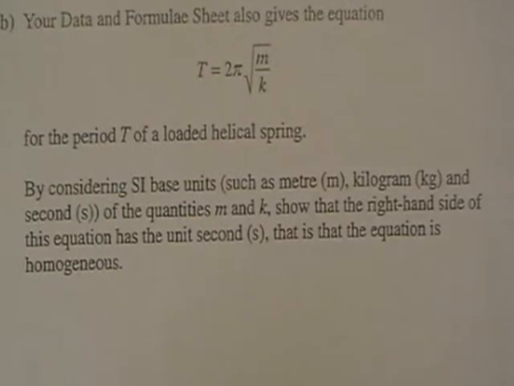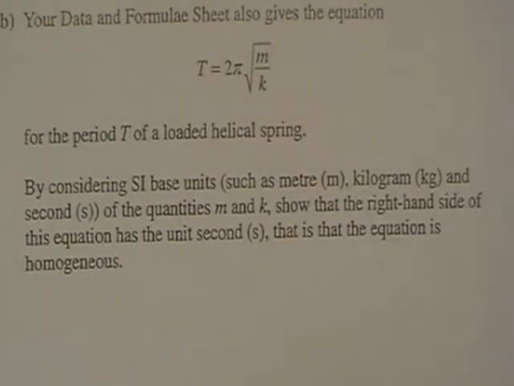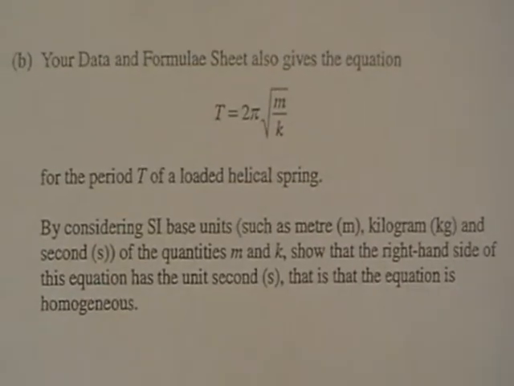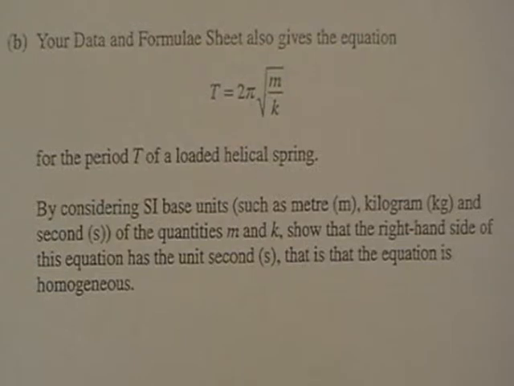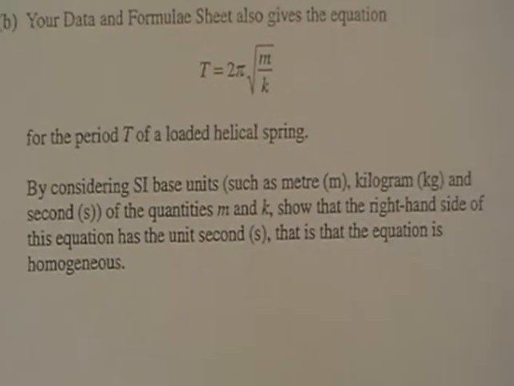Part B, now this equation isn't used anymore, and you don't have to do it, but it doesn't do you any harm to have a wee look at this, because they've given you the equation and they're asking you to work with base units, and this is the kind of thing you could get in some kind of comprehension or data analysis exercise. So it says consider the SI base units on each side of the equation. It says the equation is homogeneous, and then prove that the right hand side is homogeneous with the left.